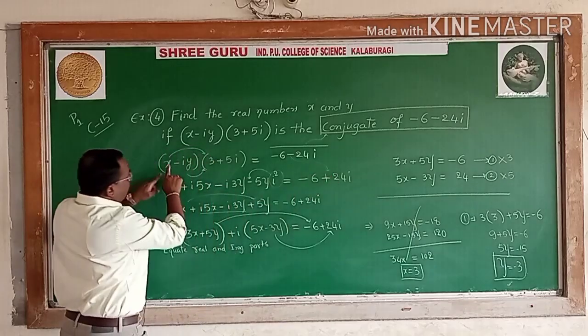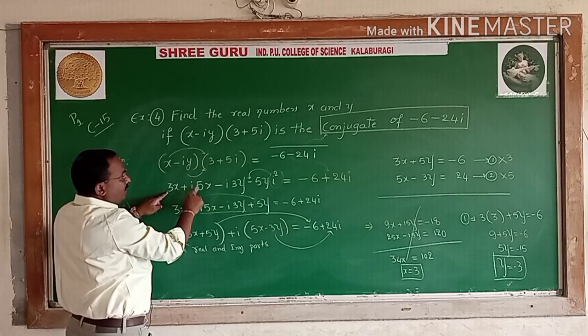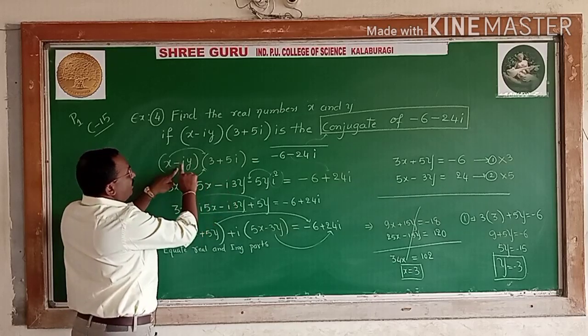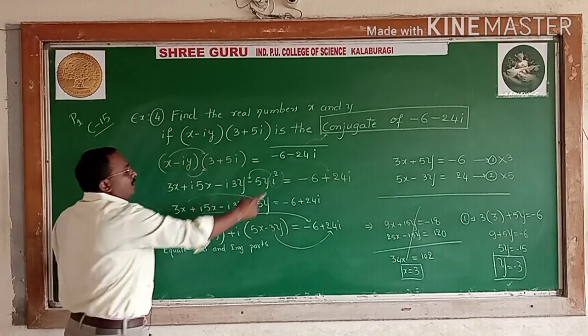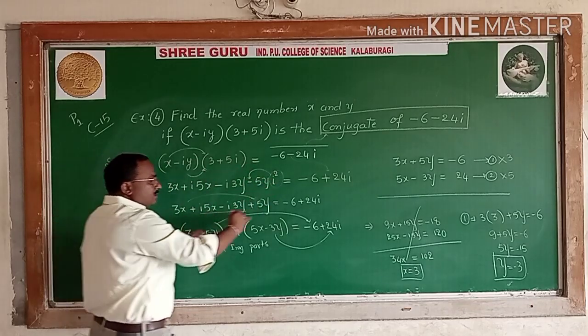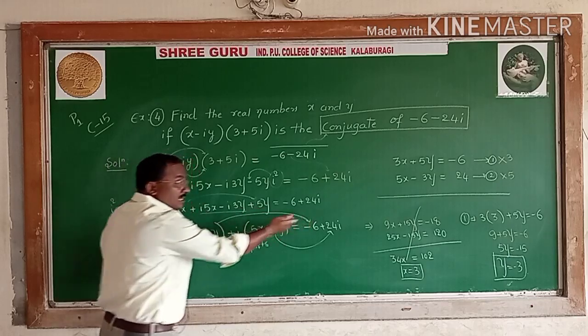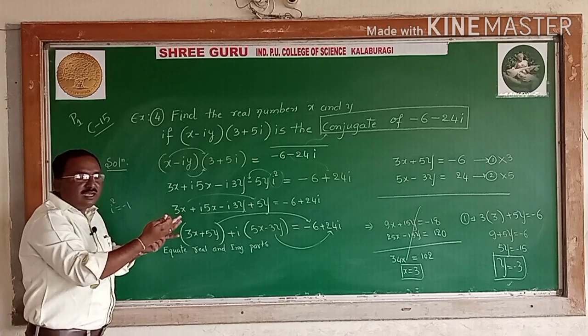This is x into 3, 3x; x into 5i, 5xi; minus i times 3y; minus i times 5yi, that is minus 5y i square. I square value is minus 1, so minus minus becomes plus. Separate real and imaginary parts. This is equality of complex numbers. Equate real and imaginary parts.